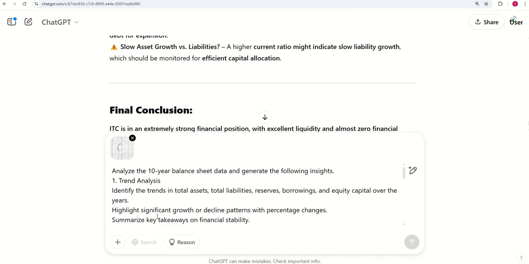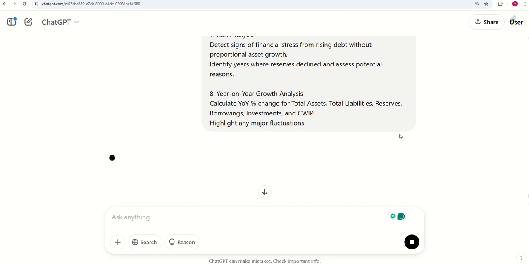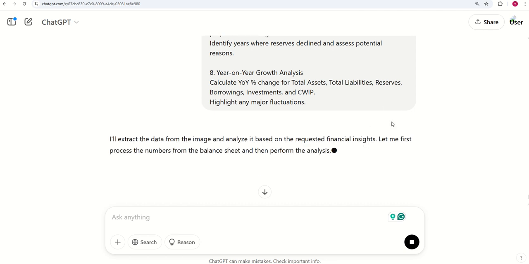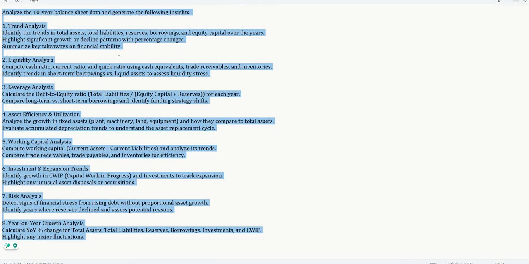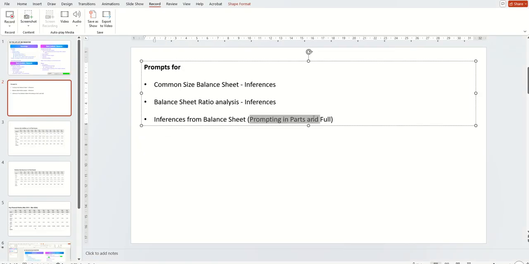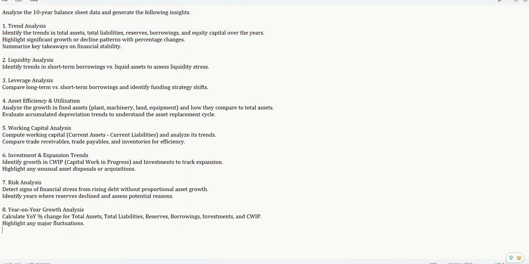So, in this, I'm going to put it in ChatGPT, with the 10-year balance sheet. It's a very huge prompt, so let us see how the response comes out. While it is processing the numbers, we will quickly check. As I told you, I'll be prompting in parts as well as in full. Whatever we have done now is the full method. The other one is prompting in parts, where I give just one portion of the prompt at a time, so that I get a lot of insights rather than very concise insights.